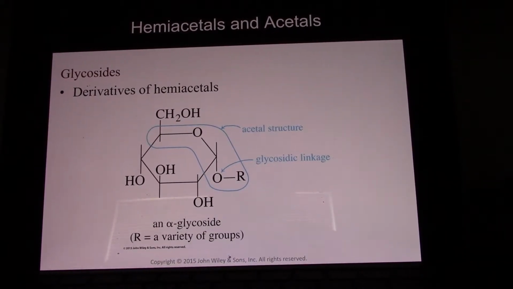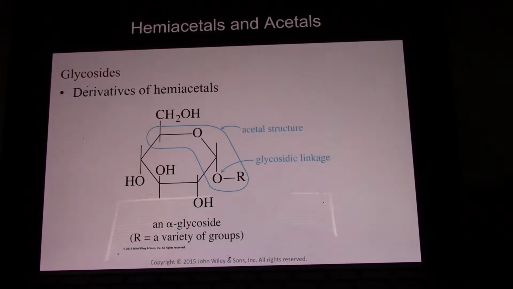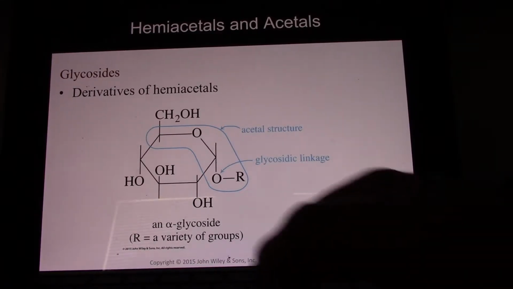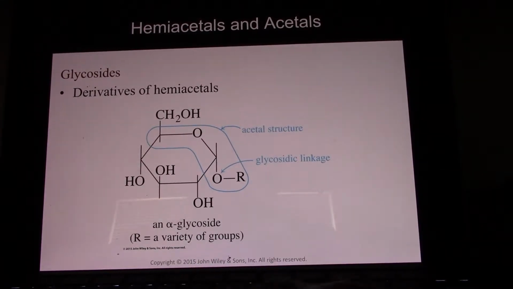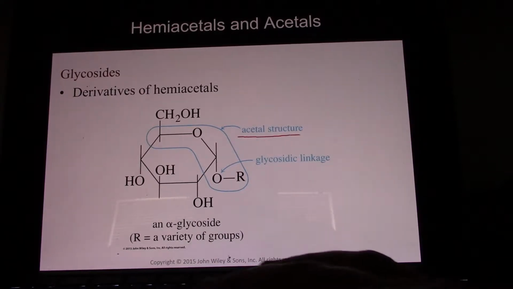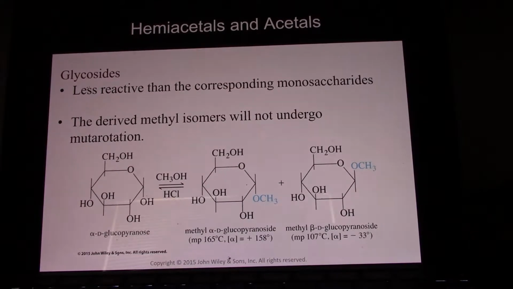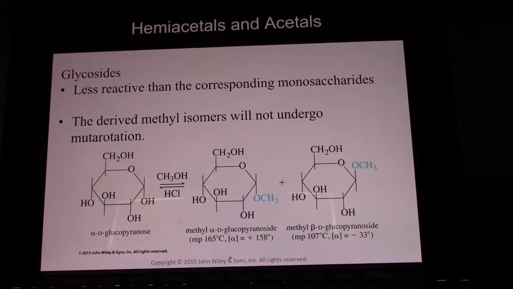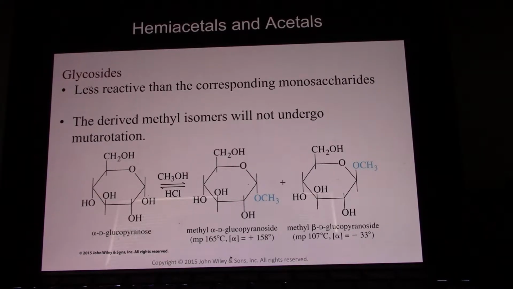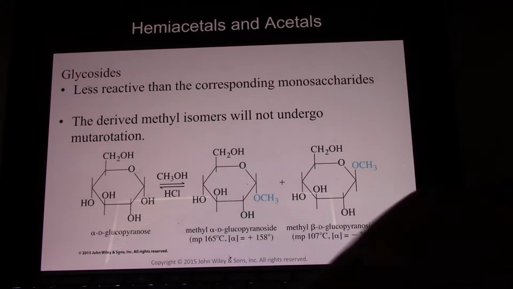Glycosides are derivatives of hemiacetals, and here we have an alpha glycoside. Notice we have a full acetal structure now with a glycosidic linkage, but it's no longer OH, there's an organic group. R is just a random organic group in chemistry. Glycosides are less reactive than the corresponding monosaccharides. The derived methyl isomers will not undergo mutarotation.